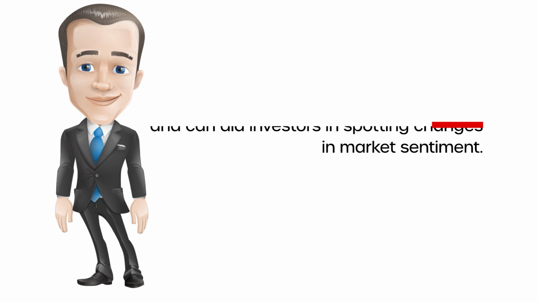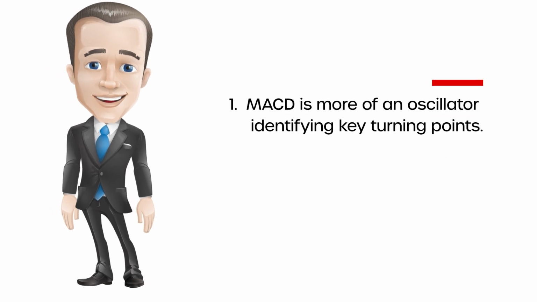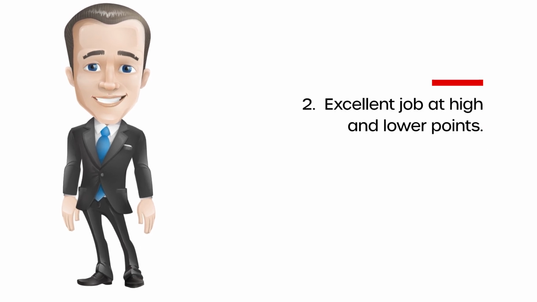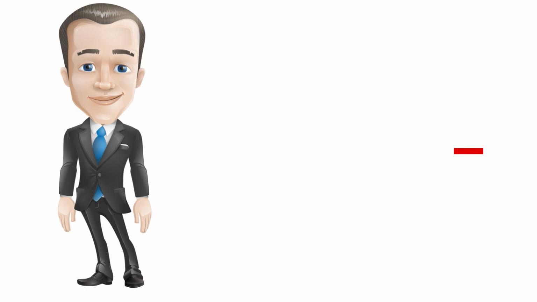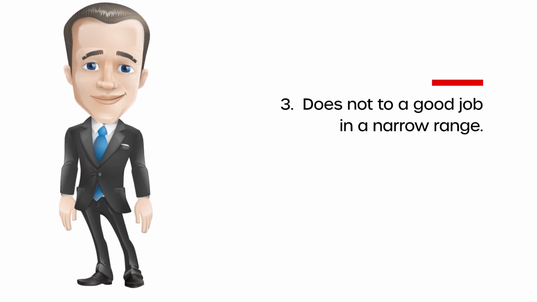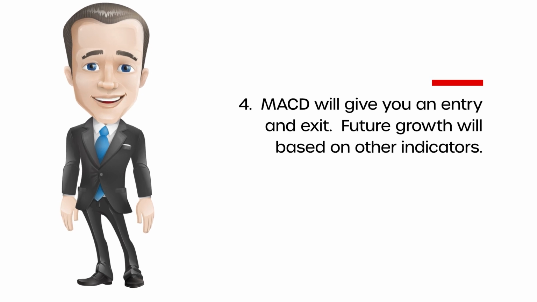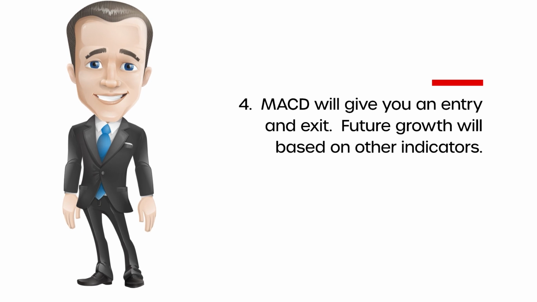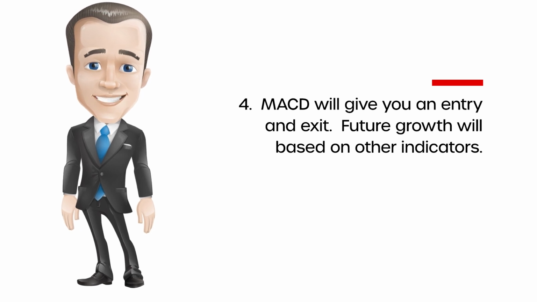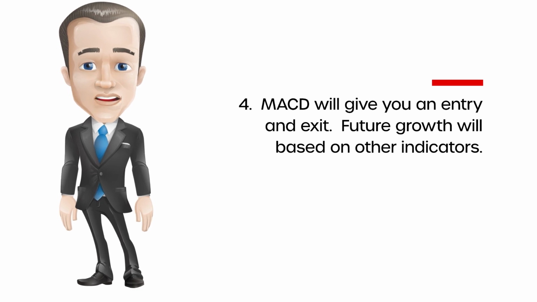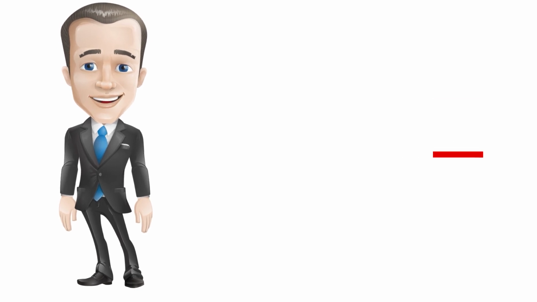Some key points. Number one, MACD is more of an oscillator identifying key turning points. Number two, excellent job at high points and low points. Number three, does not do a good job in a narrow range. Combining other indicators with the MACD, for example, a crossing of the MACD with RSI below 30, will give you an entry and an exit. Future growth will be based on other indicators.